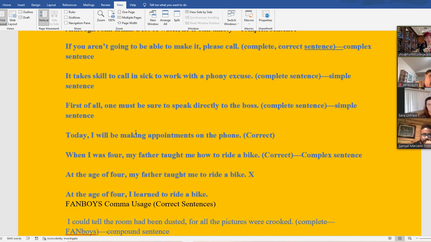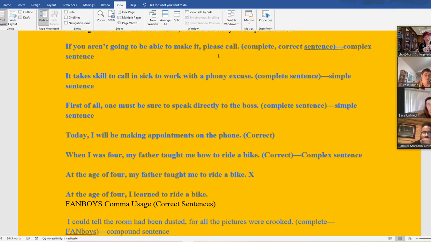If you aren't going to make it, please call. So that is a correct sentence. It's a correct complex sentence, because here you have, if you aren't going to make it, a dependent clause. Please call is an independent clause, but it is an imperative sentence. It's an imperative, because there are different kinds of simple sentences. See, that's what I mean, I don't cover all sentence types.